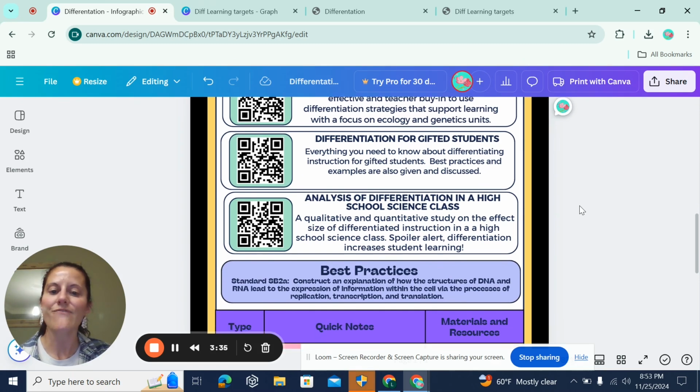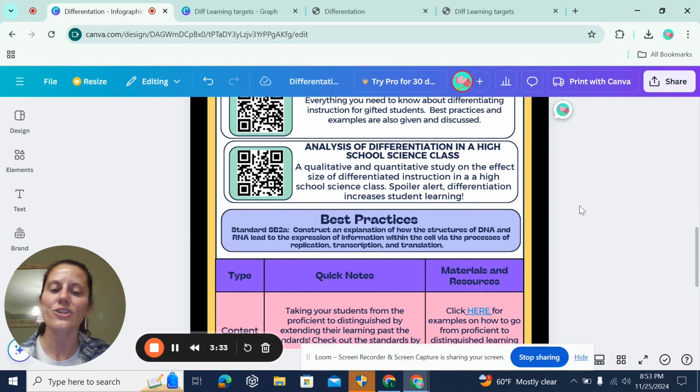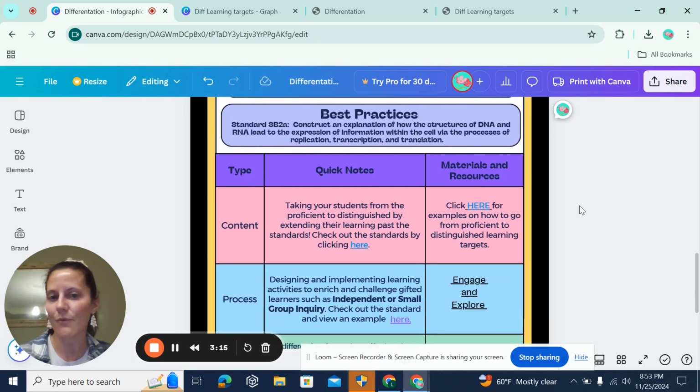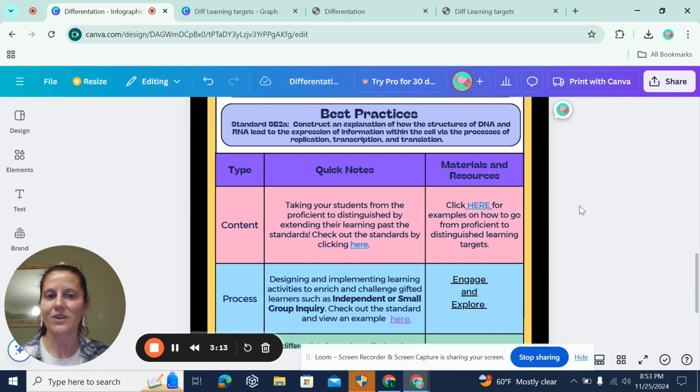And finally, one of my favorites, an analysis of differentiation in the high school science class. They use both qualitative and quantitative data to show the effect size of differentiated instruction. It might be a spoiler alert, but differentiation definitely increases student learning. On down our infographic, you can see we have our standard that we're focusing on, which involves one of my favorites, gene expression, with a focus on DNA and RNA.